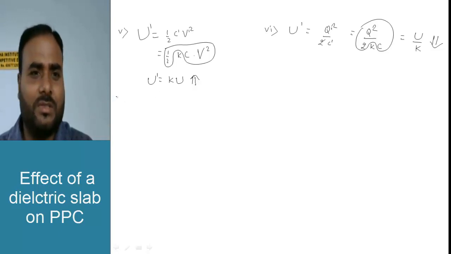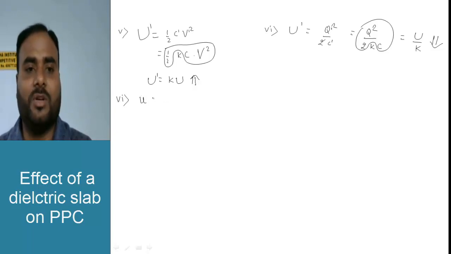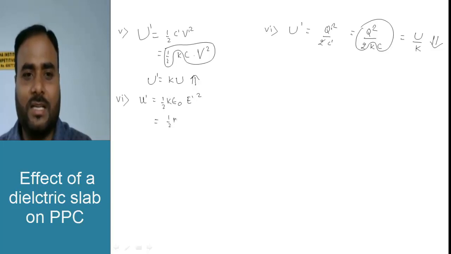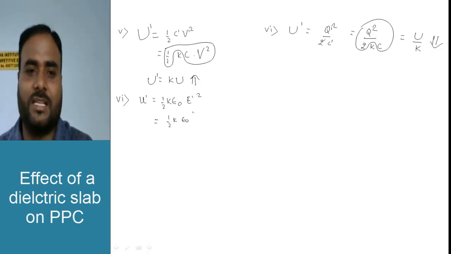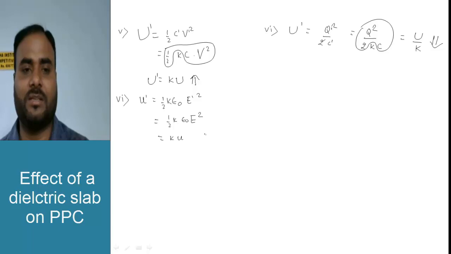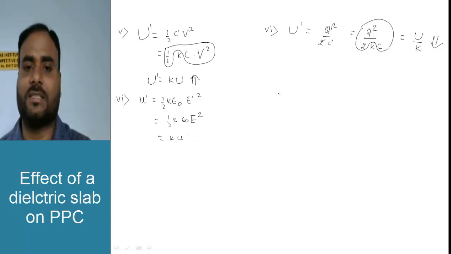Now come to 6 number. How will energy density change? I'll denote it by small u, and we must have derived that it's half epsilon naught E square. But since where there is epsilon naught, a multiplier of K has to come. So it's half K epsilon naught E square, this is the new energy density. But in this case, since PD has not changed, the electric field has not changed. Hence it's half K epsilon naught E square. You can see that it is K times the original energy density.